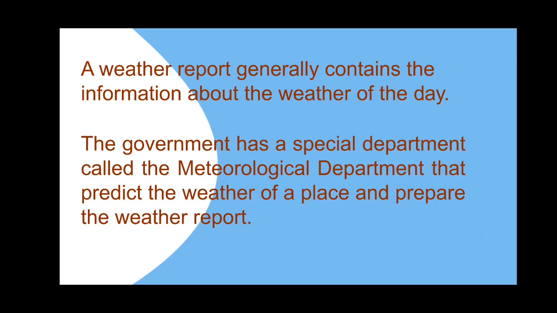A weather report generally contains the information about the weather of a day as well as the weather of an area. We can see this every day in the news. In the news they will broadcast the weather report, and we can see it in the newspapers also. On the second or third page, on the top of the paper, they will mention it. In these regions they have received this amount of rainfall, or this is the measure of temperature on the day. This is known as a weather report.